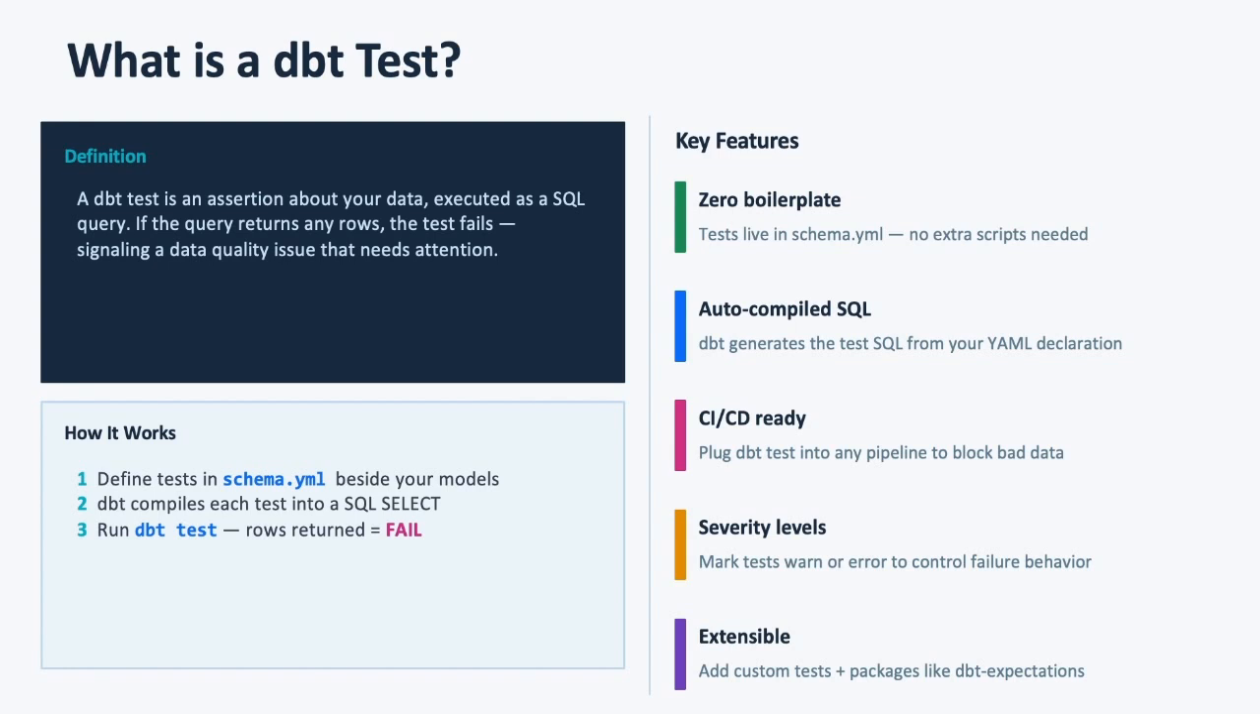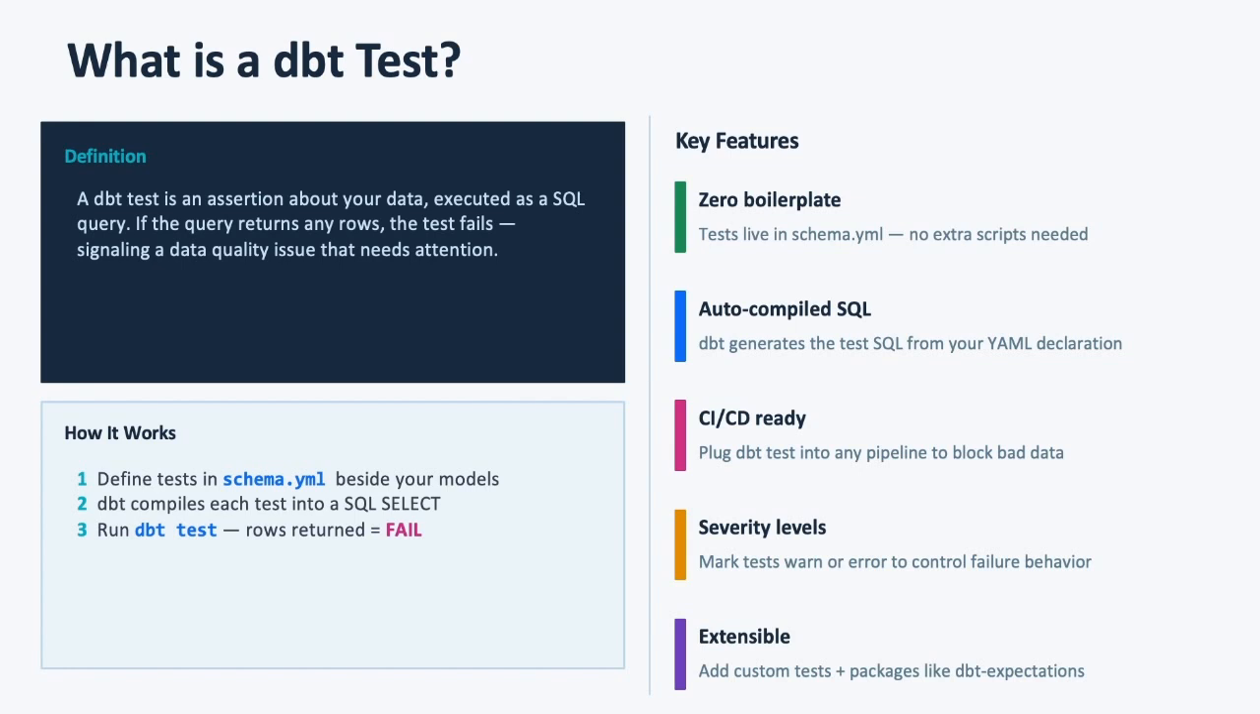DBT tests are simply assertions on your data, and those assertions are executed as SQL queries behind the scenes. If the SQL query returns any row, that means there is a data quality issue in your model.